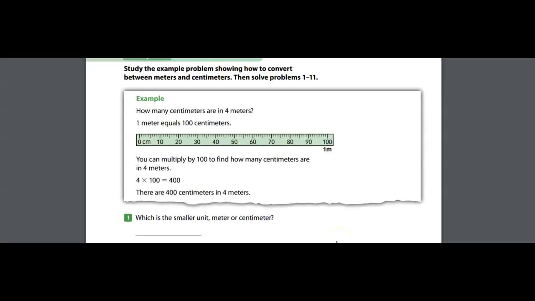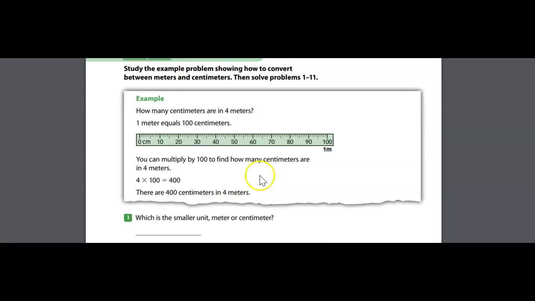All right, boys and girls, let's get started. So we're going to study the example problem showing how to convert between meters and centimeters. Then we're going to solve problems 1 through 11. So the example that we have asks us, how many centimeters are in 4 meters?